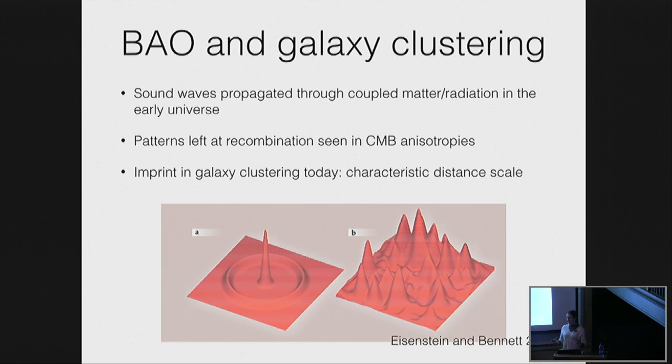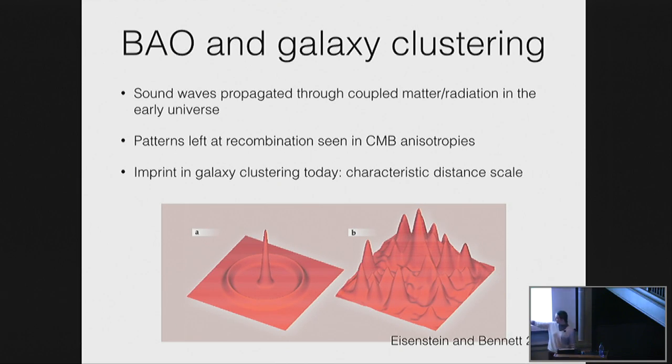And so you see the remnants of these spherical sound waves overlapping at all different places in the CMB anisotropies. And you also see the remnants of the baryons that were left behind at this time in galaxy clustering, where you have this characteristic distance that's overly likely to be seen between one galaxy and another galaxy in the sample that you look at. So here's a plot from something that Professor Eisenstein wrote several years ago.